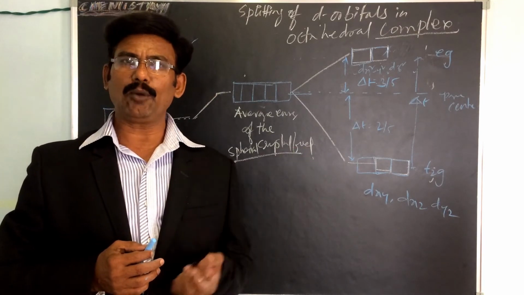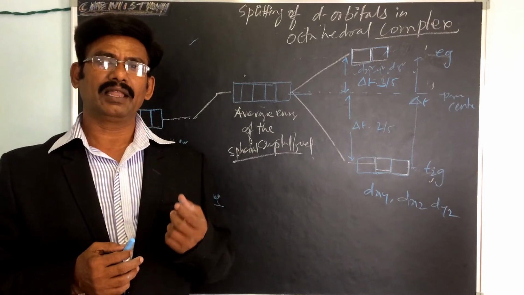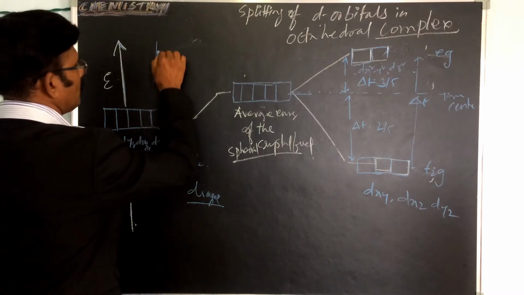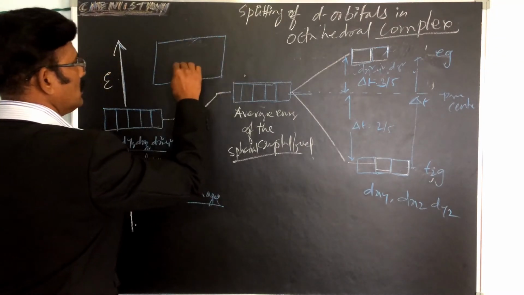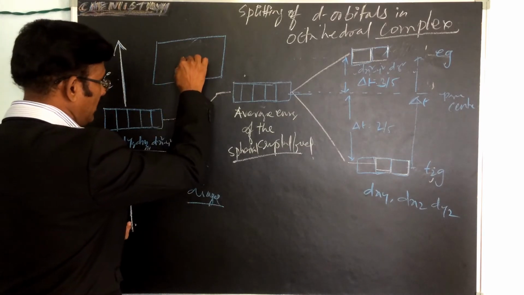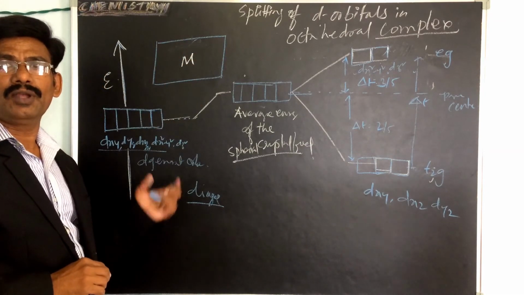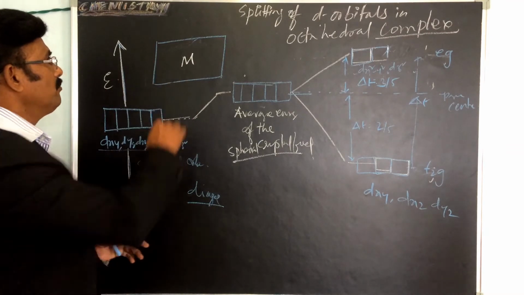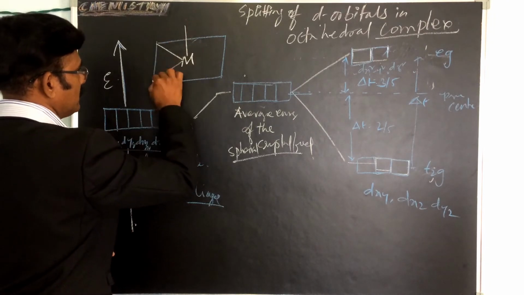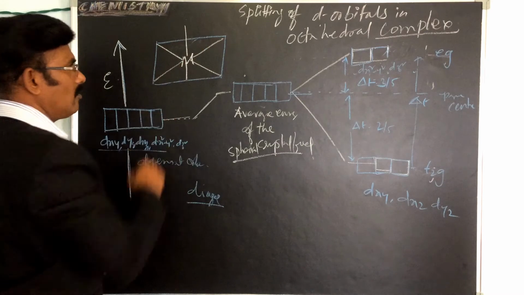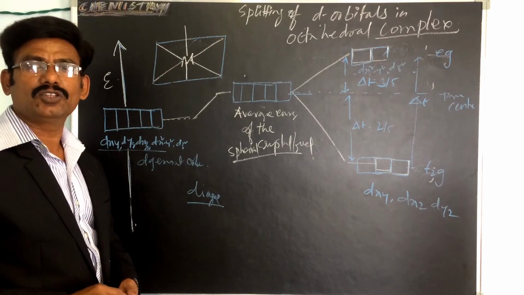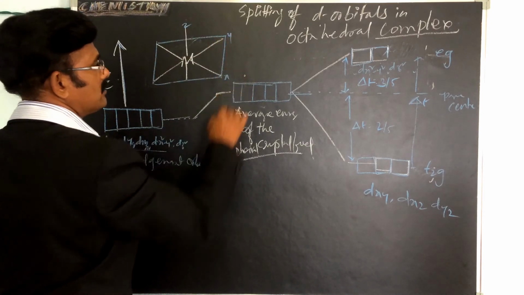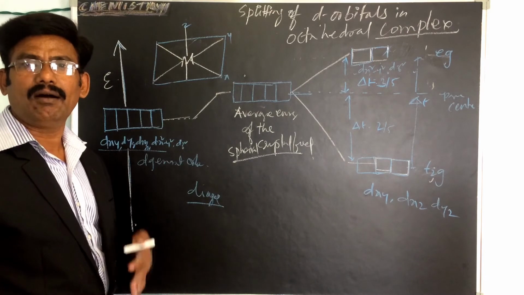When the ligand approaches the central metal atom, it approaches along the axis only. See the diagram: this is the central metal atom. In the octahedral complex, the ligands approach the central atom along the axes, like this, like this. These are all axes: z axis, y axis, x axis, all axes.